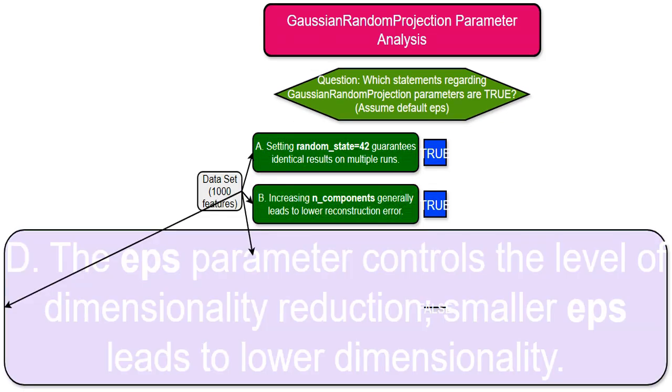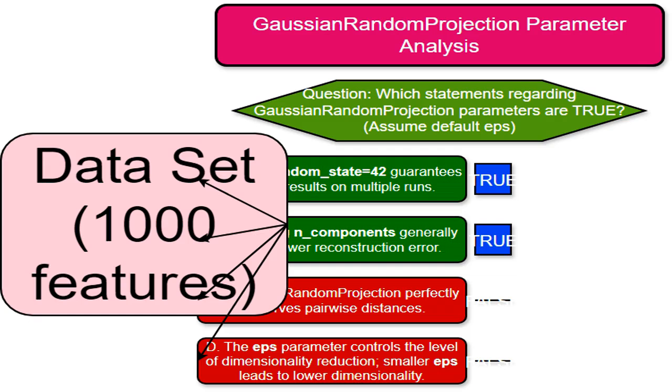The "eps" parameter controls the accuracy of the projection. A smaller "eps" demands a higher dimensionality to maintain accuracy. It's the other way around. Eps doesn't directly control the reduction. The "n_components" parameter determines the target dimensionality. This statement is false. We are working with a dataset that initially has 1,000 features. The goal is to reduce this number using GaussianRandomProjection while preserving pairwise distances as much as possible.